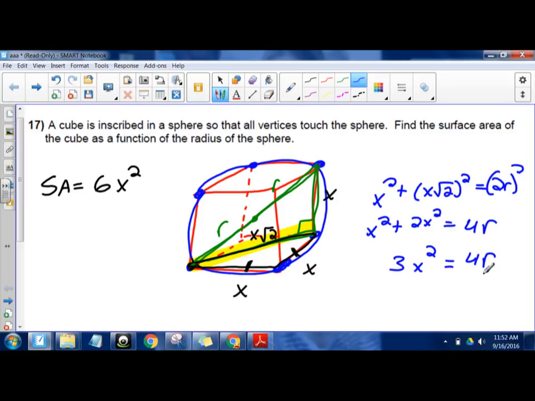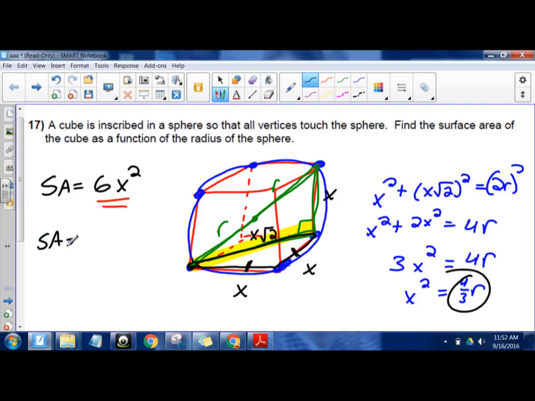So this is 3x squared equals 4r squared, and I can divide both sides by 3, getting x squared equals 4/3 r squared. I could solve for x, but I actually don't need to, because if you take a look at the formula for the surface area, I need it in terms of x squared. So I'm going to use this piece right here, that x squared is equal to 4/3 r squared.